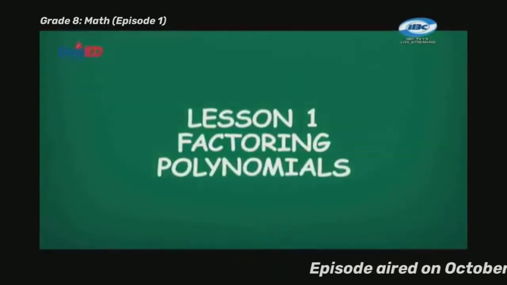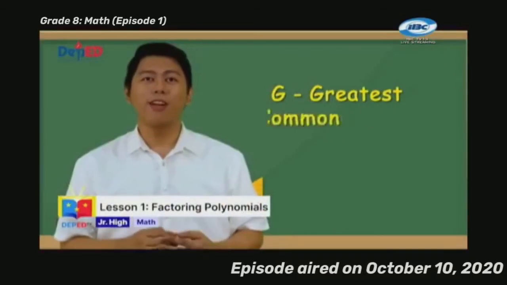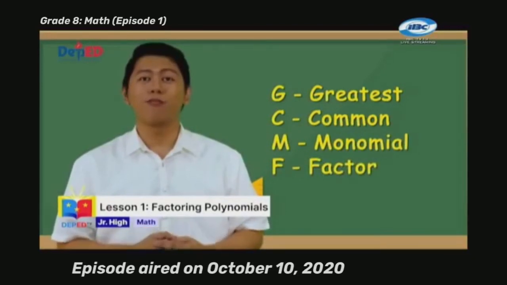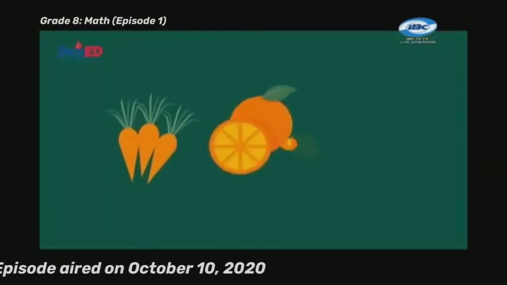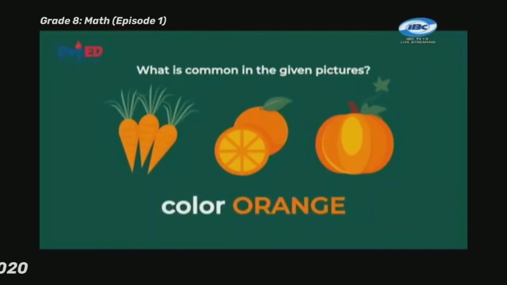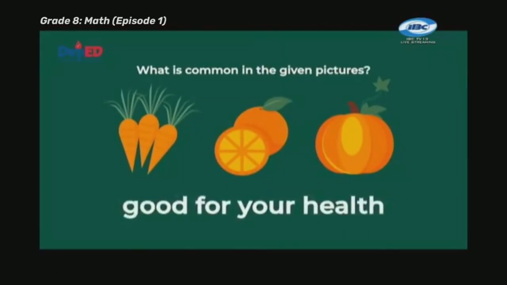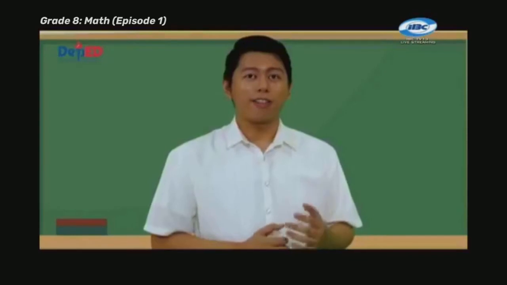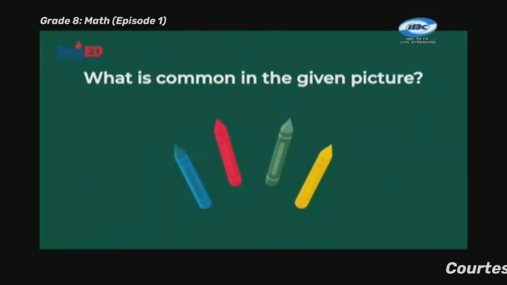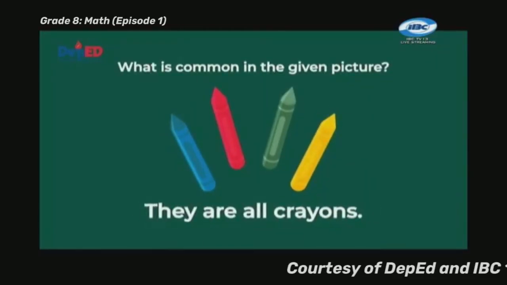The first lesson that we will tackle is factoring polynomials. Specifically, the greatest common monomial factor. But before that, I would like you to observe the following images. Can you give a description that is common to all of them? They are all orange in color. What else? They are all good for your health. How about this? What is common among these four? Even if they are of different colors, we know that all of these are crayons.